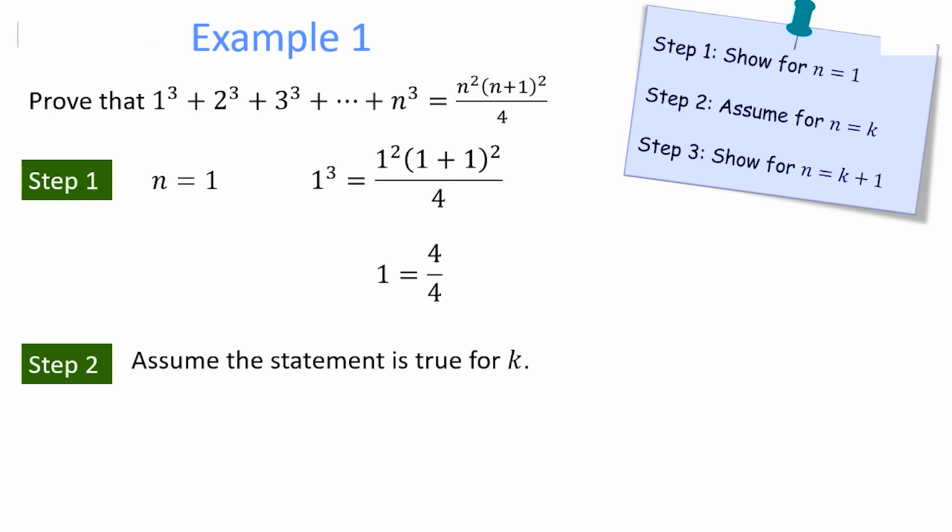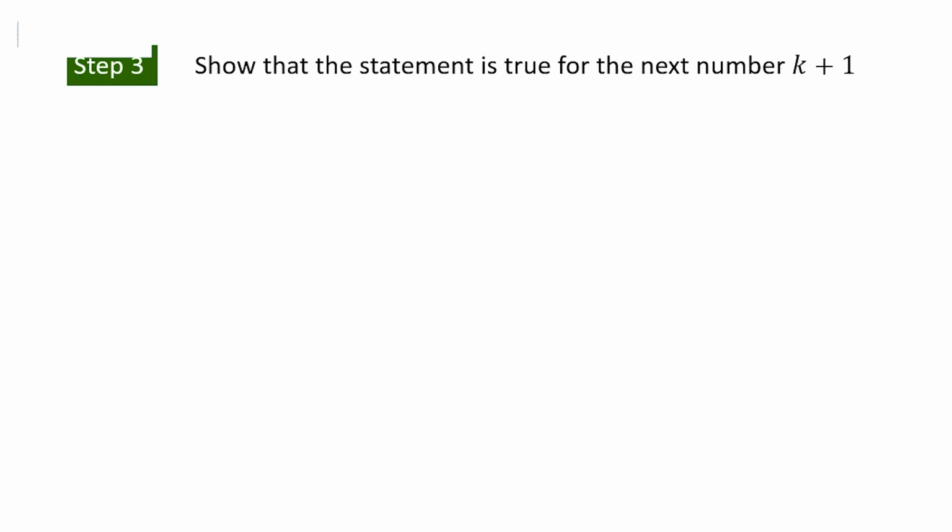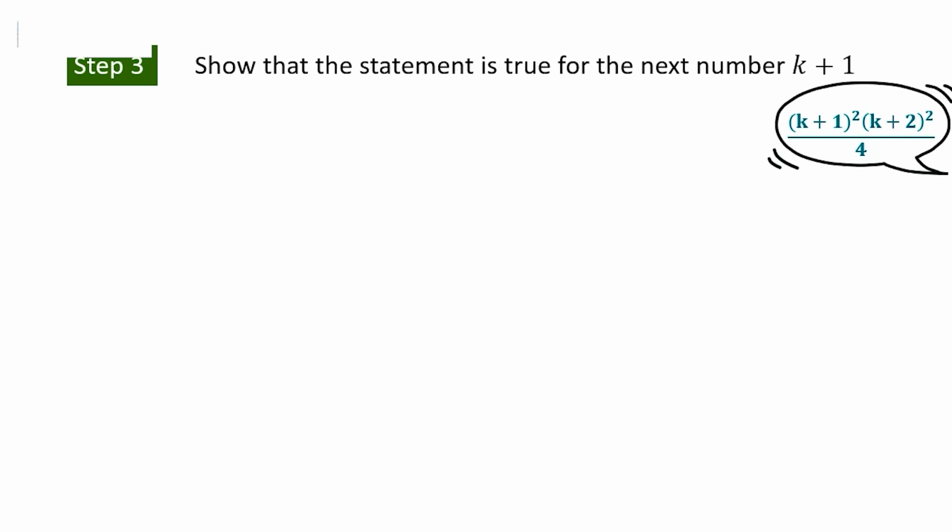Now we need to assume that the statement will be true for k. So we will get this equation in the second step. On the next slide, I will show you how to do the third step. We will have to show that our statement is true for the next natural number, which is k plus 1. So this means on the right hand side we will have k plus 1 squared times k plus 2 squared over 4. If we substitute k plus 1 in place of n, then we will get this, and since we have n plus 1, k plus 1 plus 1, it will be k plus 2. So remember, this is what we would like to see on the right hand side. On the left hand side it is quite straightforward. Our last term will be k plus 1 cube.